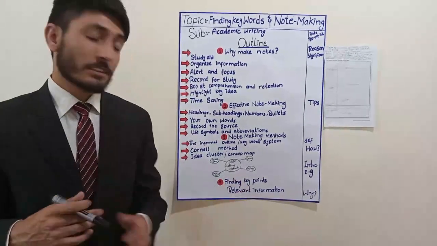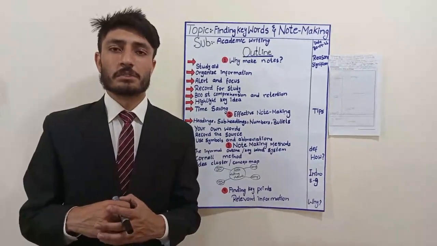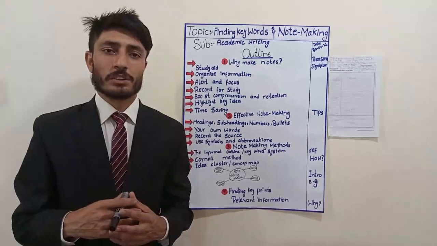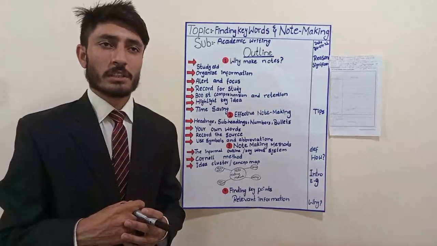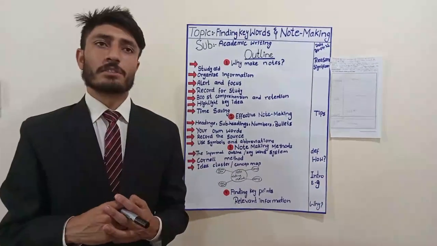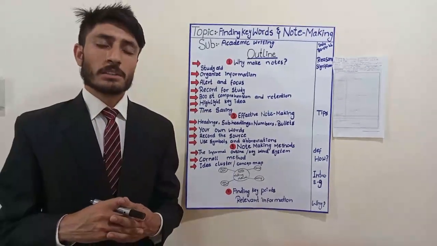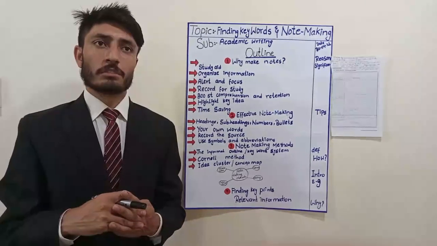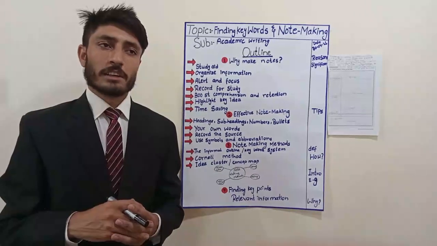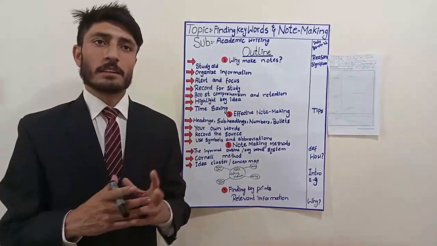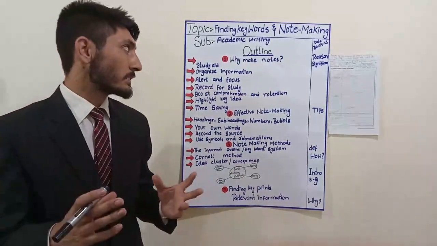The last point is finding keywords and relevant information. Teachers often find that students are writing irrelevant information that is not according to the demand of the question. For this purpose, you have to find an authentic or reliable source and gather information from there. There are certain steps involved. You have to look for the author: is he well known? Is the website that you are browsing an official website? You have to keep all these things in mind.